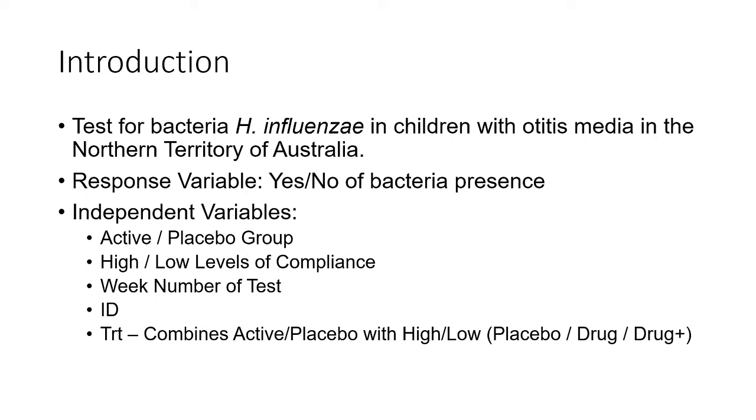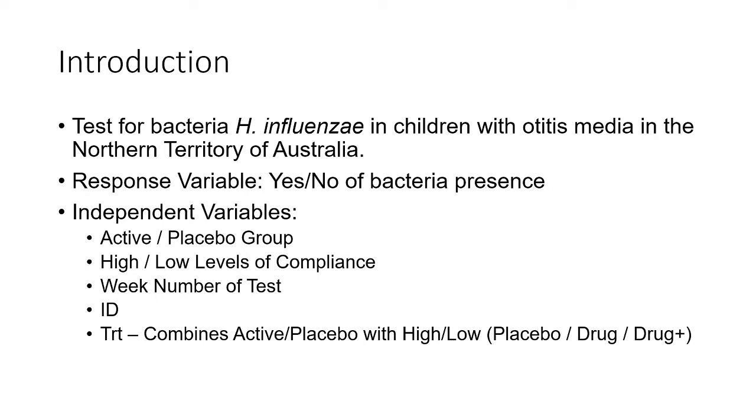The response variable would be the yes or no of the bacteria presence, which was coded as Y or N in the actual data. The independent variables are active and placebo group, which are coded as A or P. The active high-low levels of compliance, which are coded as high and low in the actual data file, and the week number of the test, which is a numeric value.